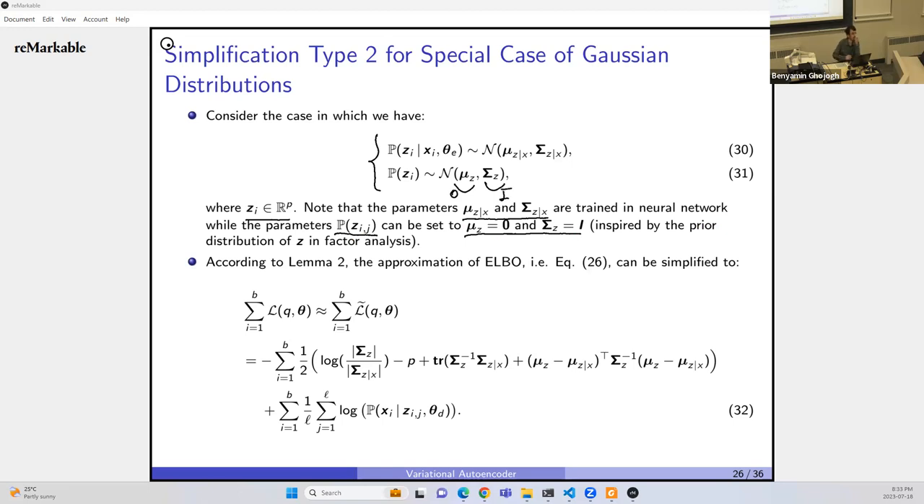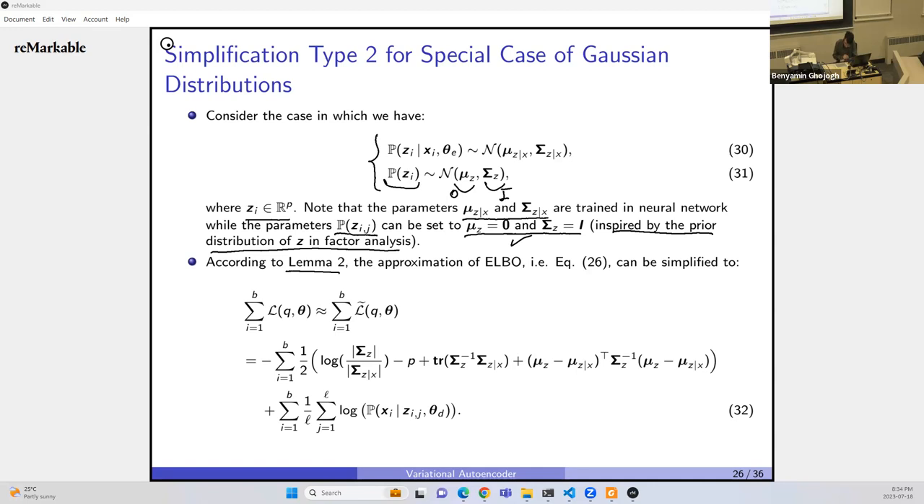Why? Because the prior distribution of Zi is in my control. What prior do you want? I want it to be a standard normal, right? So I can choose these. It is inspired by the prior distribution of Z in factor analysis. In factor analysis, we also do that, okay?